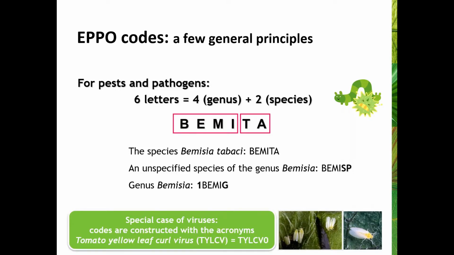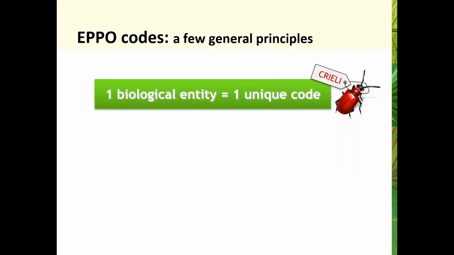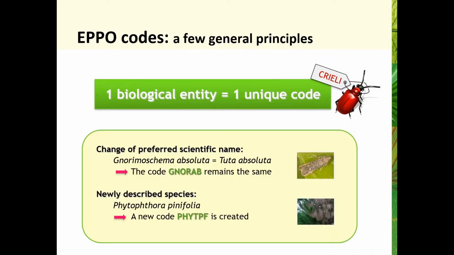Just in passing, for viruses, the coding is slightly different. Codes are constructed with the acronym of the virus. A very important principle that is kept all along the system is that each biological entity has a unique code. And that is very important for us.